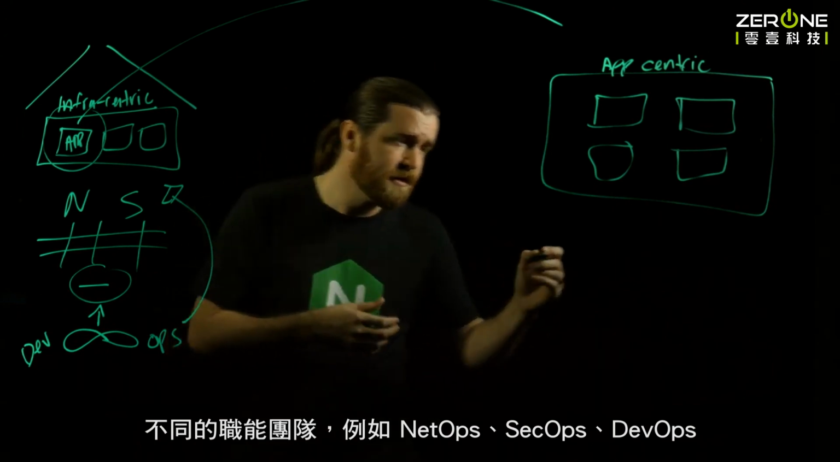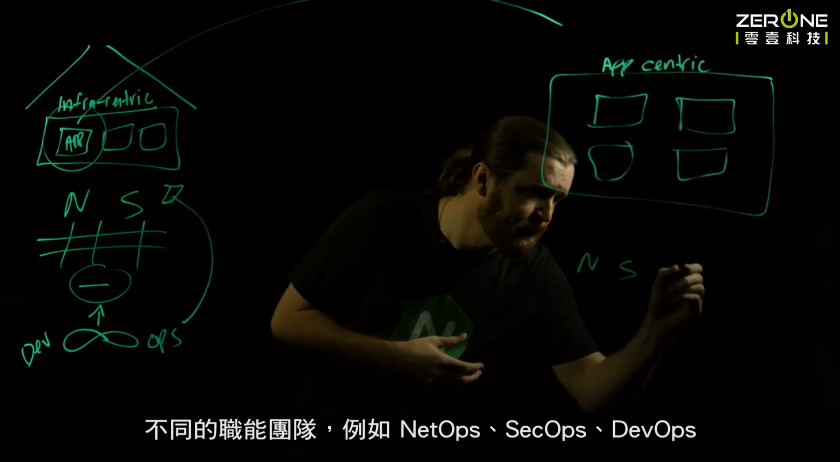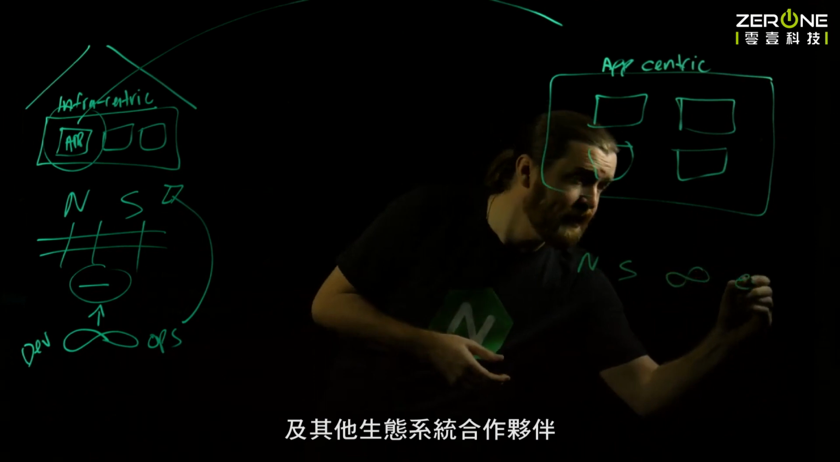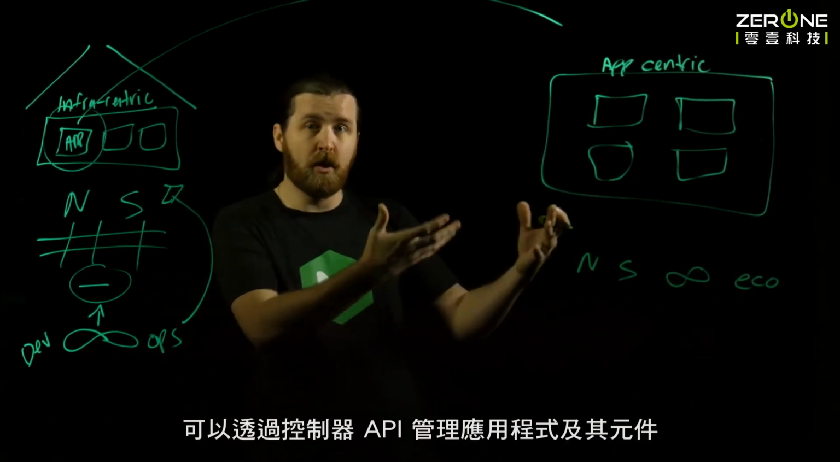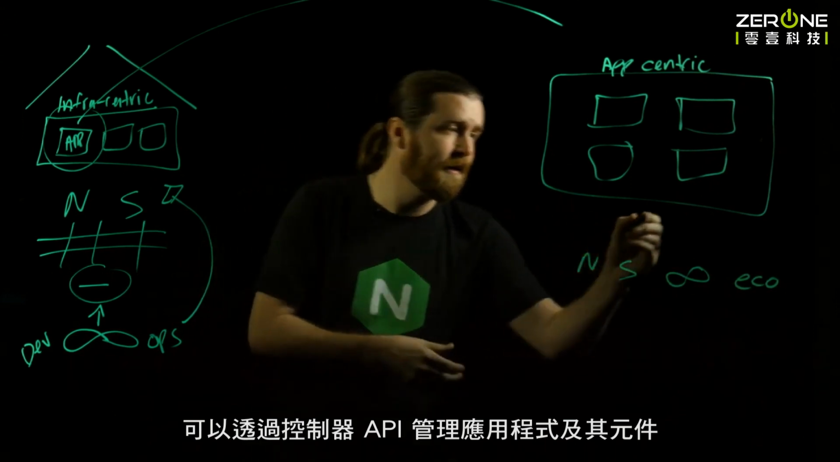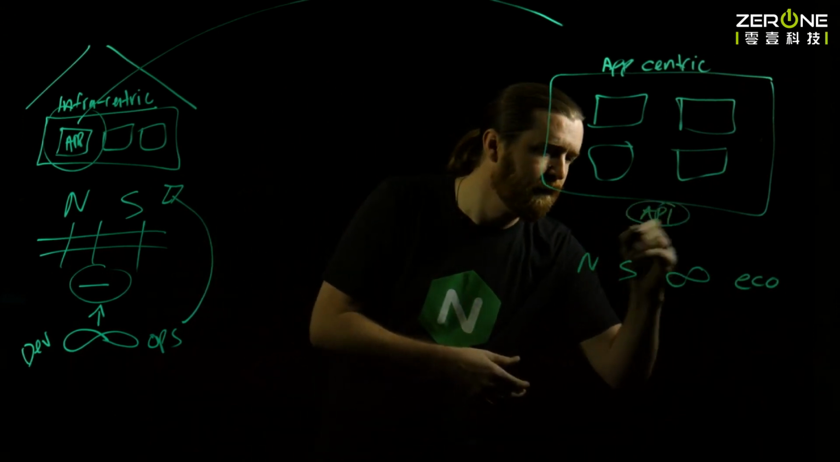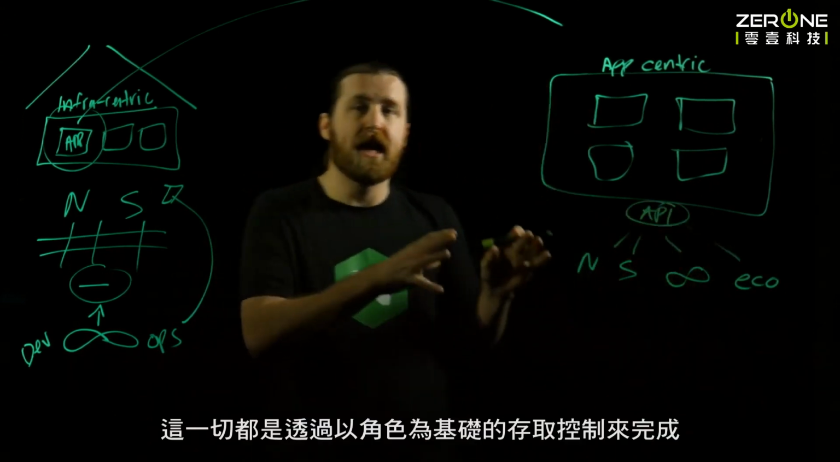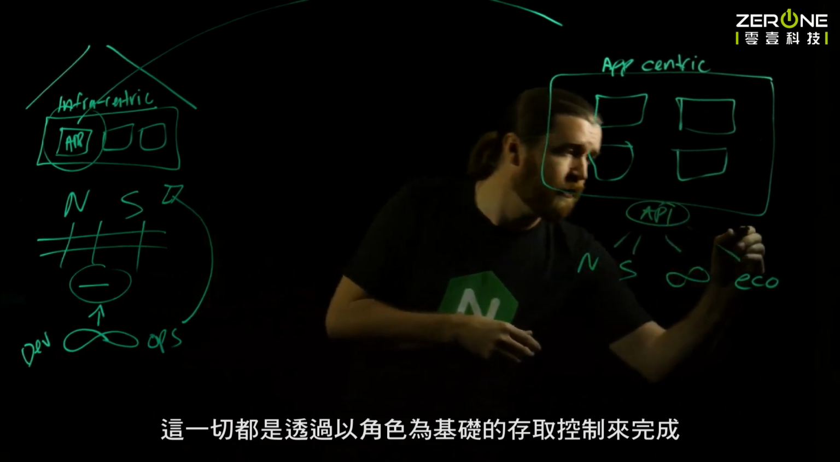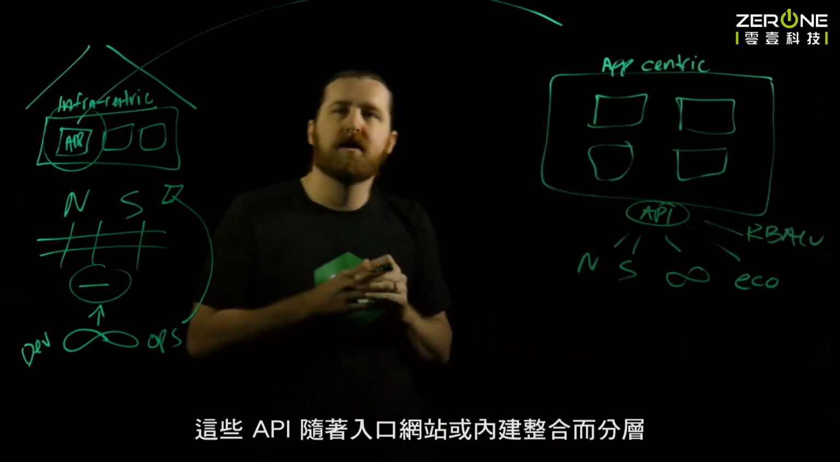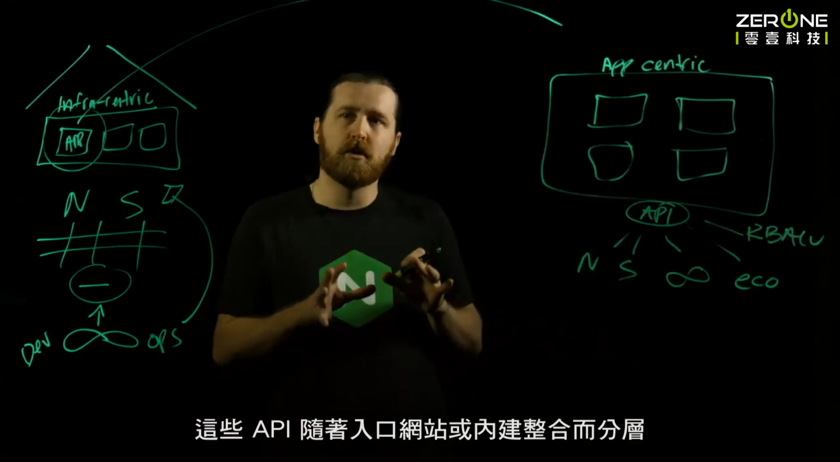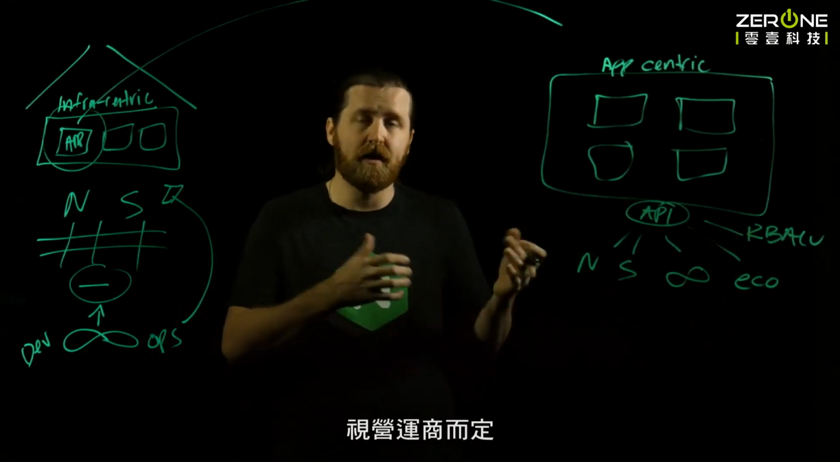Different functional teams, such as NetOps, SecOps, and DevOps, and other ecosystem partners, can manage applications and their components via Controller's API. And this is all done with role-based access control. These APIs are layered with a portal or built-in integrations depending on the operator.